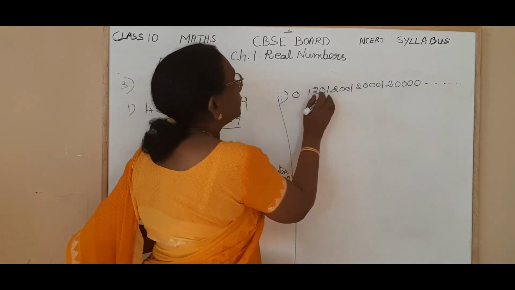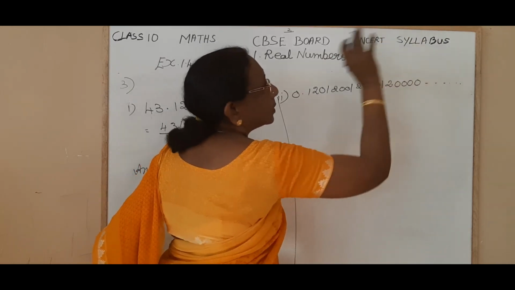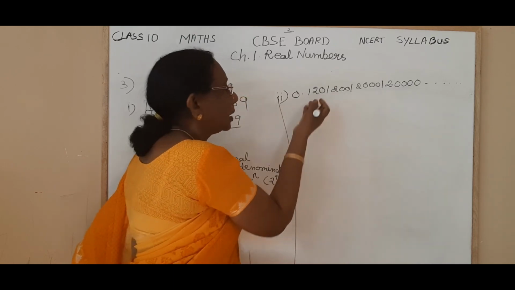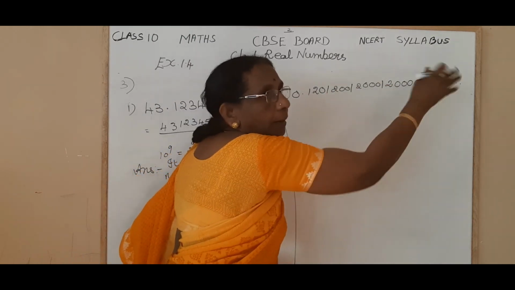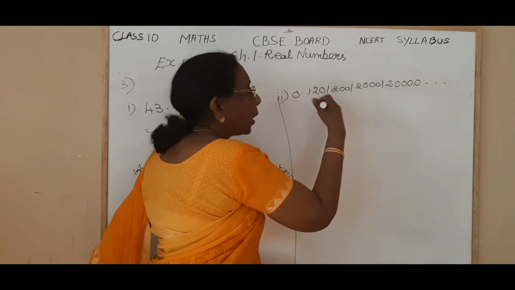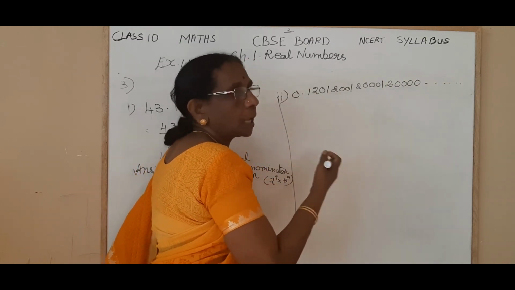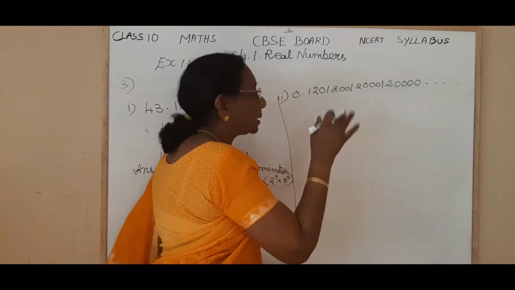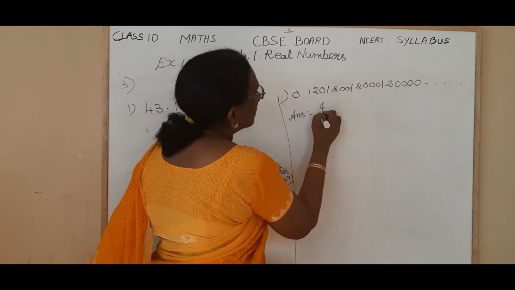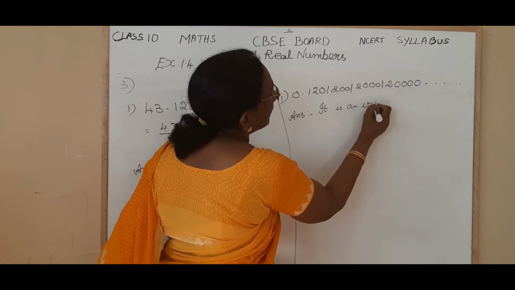This gives 0.1201, 2001, 20001, 20000. So see the pattern of the decimal expansion. There is no pattern. It's not terminating. It is not repeating. So it represents a non-terminating, non-recurring decimal. So it is not a rational number. It is an irrational number.